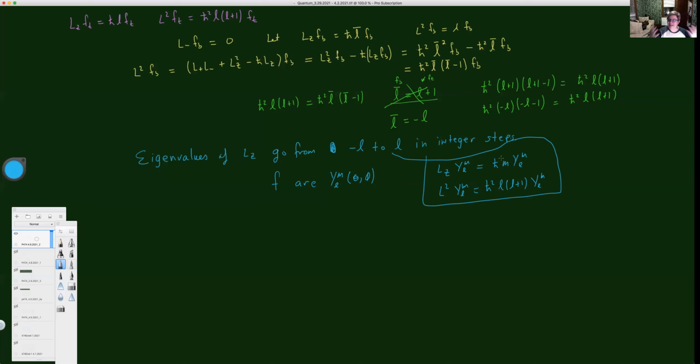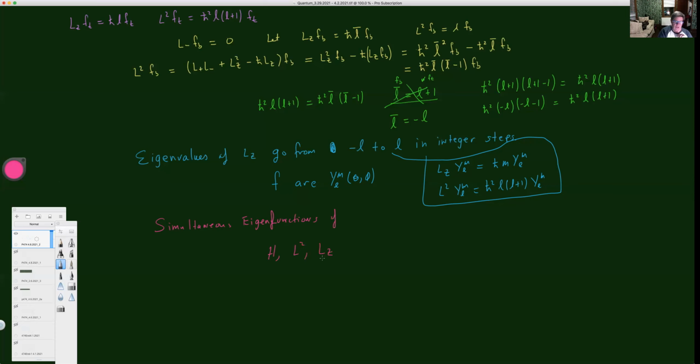And when we solved the TISE in 3D, we inadvertently solved for simultaneous eigenfunctions of the Hamiltonian, L squared, and Lz. We just inadvertently did that. So if we come down here, we'll do a summary. We have simultaneous eigenfunctions of the Hamiltonian, L squared, and Lz.